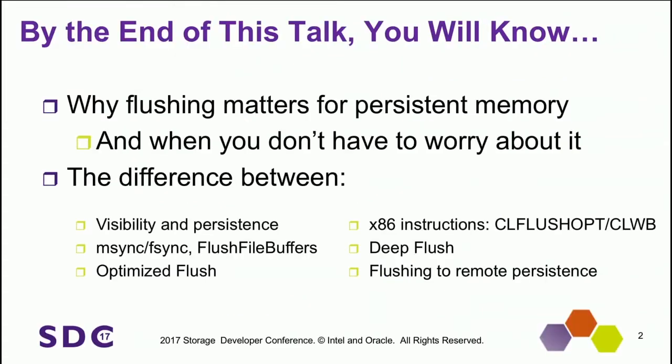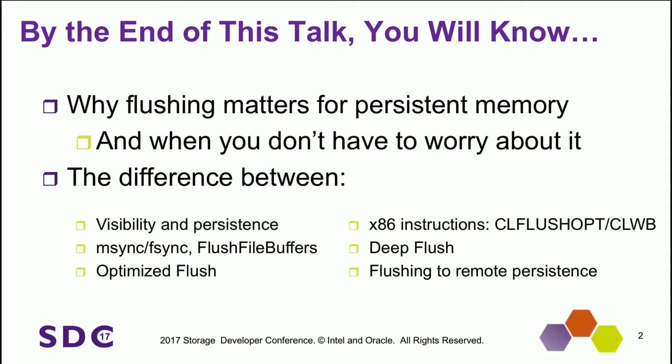By the end of this talk, hopefully, you'll understand why we talk about flushing so much, why it matters for persistent memory, and when you have to worry about it, and when you don't. In particular, I want to cover the difference between visibility and persistence. This is a very, very key aspect of persistent memory.